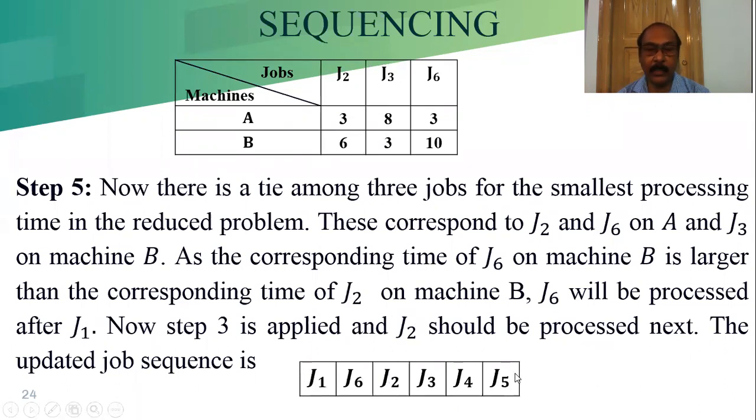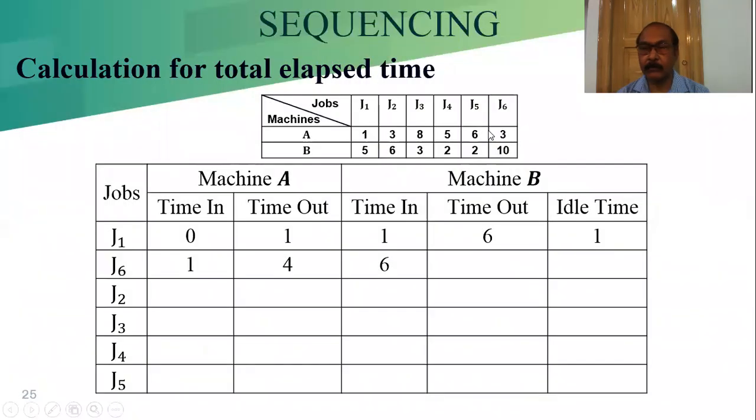With this job sequence, J1 is performed first, then J6, then J2, J3, J4, then J5. With the help of that, we have to make the processing table. From the processing table, you have to find out the elapsed time and idle time. Now, this is the table given in the original problem. If we do not keep it here, we cannot complete the table.